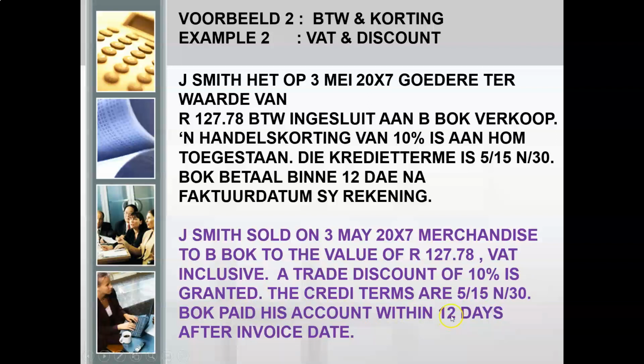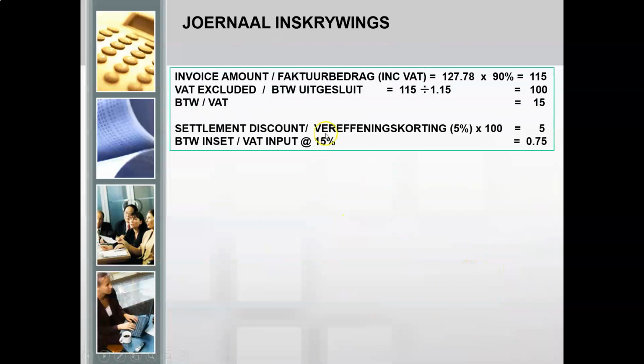Bok paid his account within 12 days. So obviously, he was entitled to utilize the settlement discount. And let's assume that we also expected him to make use of the settlement discount. So the first thing that I have to determine is what was the invoice amount. The invoice amount, this is the normal invoice value. So what was the amount that he received it at? 90% after the reduction of the trade discount of 10% of 127.78.